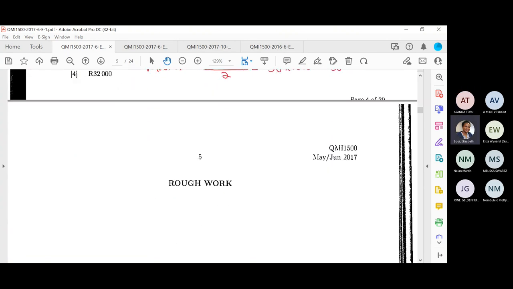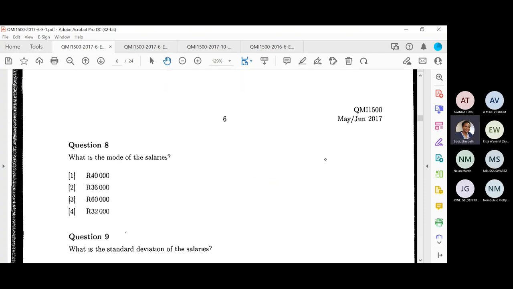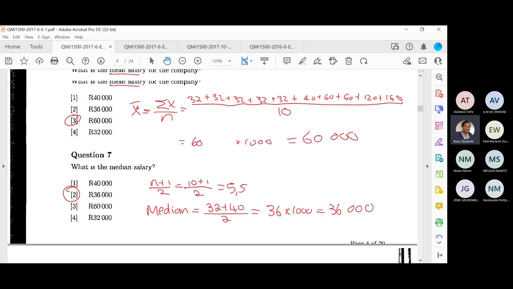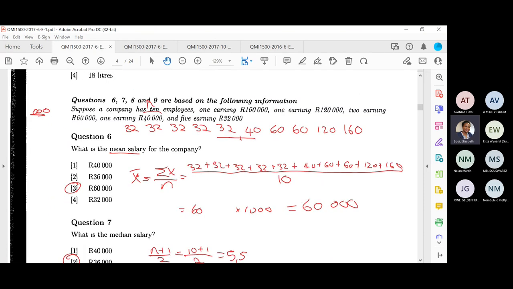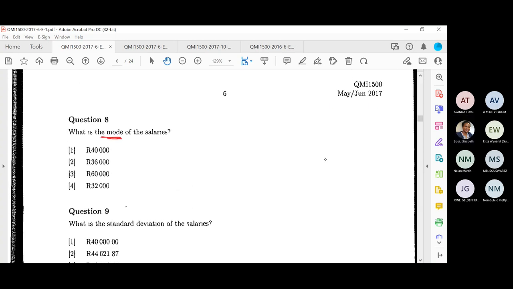And the next question, they are asking, what is the mode? Remember, the mode is the number that appears more than the other numbers. So let's see which number appears more than the rest. The number that appears more than the other numbers is 32,000 because it appears 5 times. So the answer is 32,000, and that is your mode.